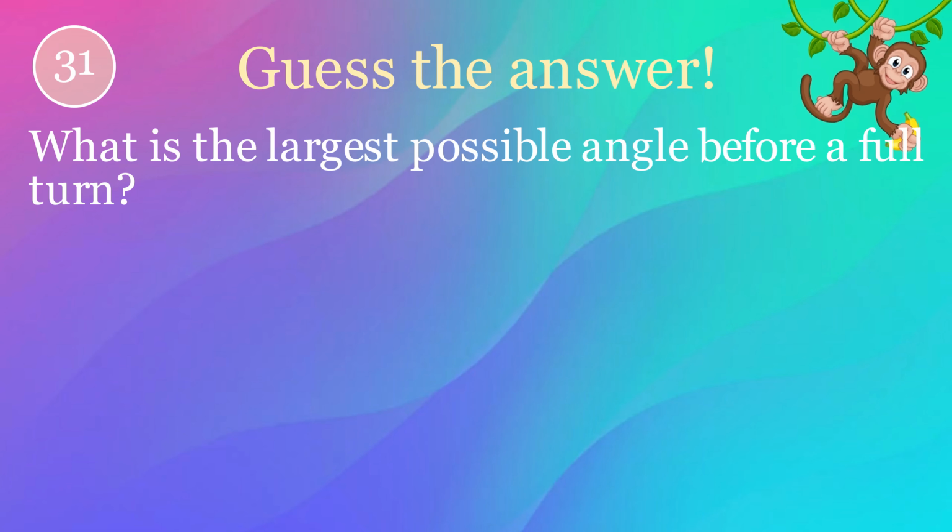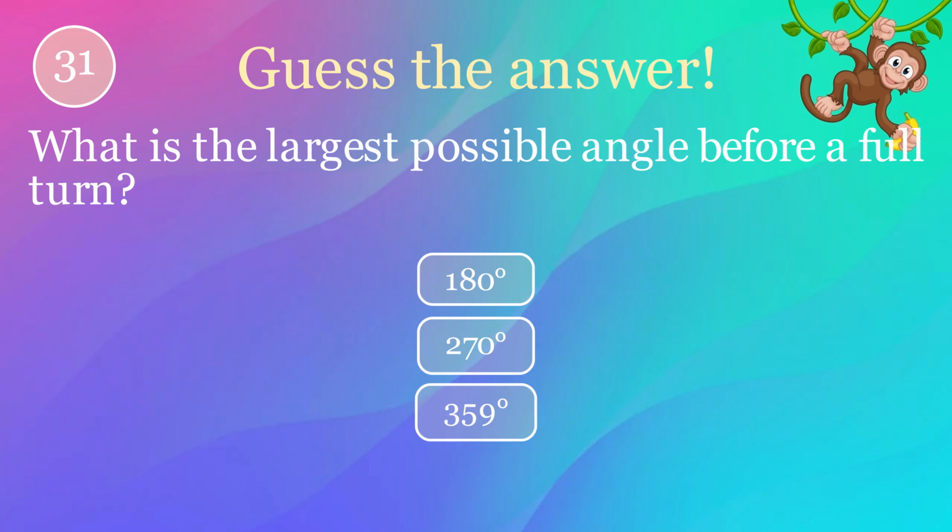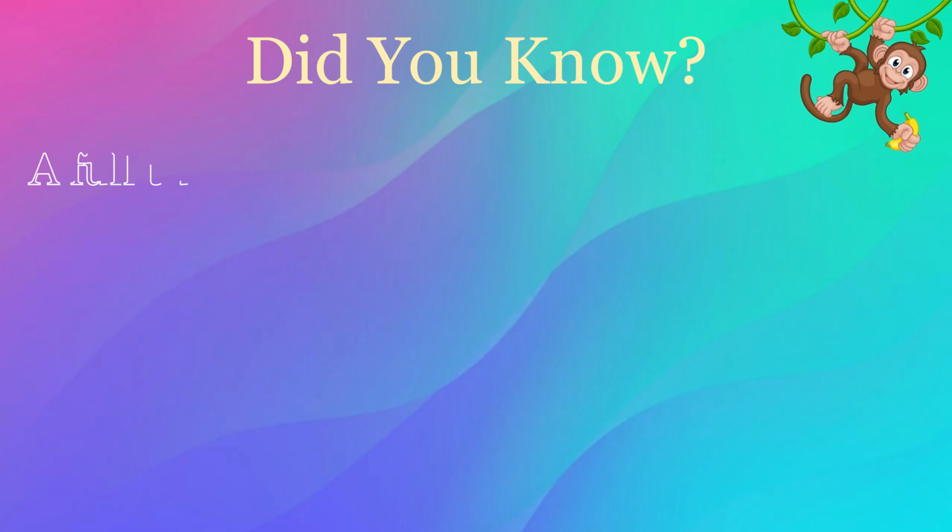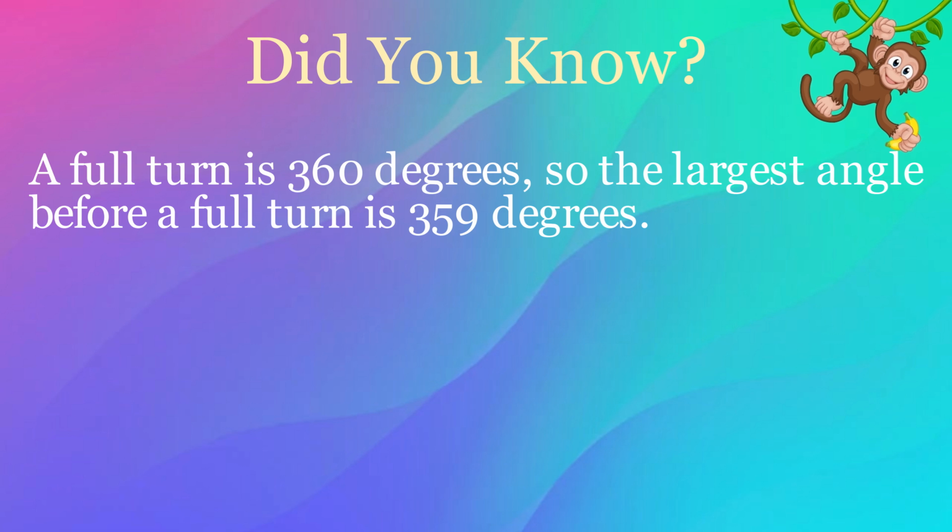What is the largest possible angle before a full turn? 180 degrees. 270 degrees. 359 degrees. The correct answer is 359 degrees. Here's an interesting fact: a full turn is 360 degrees, so the largest angle before a full turn is 359 degrees.